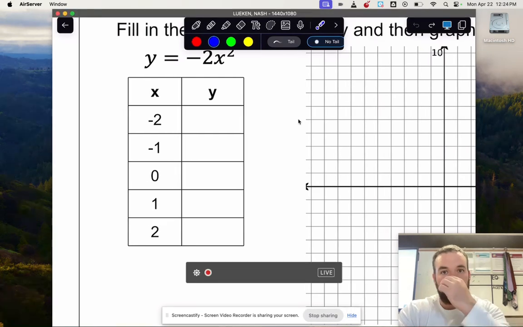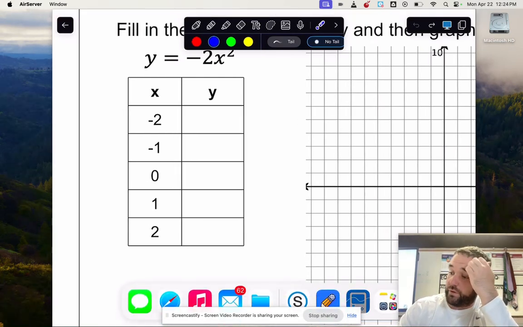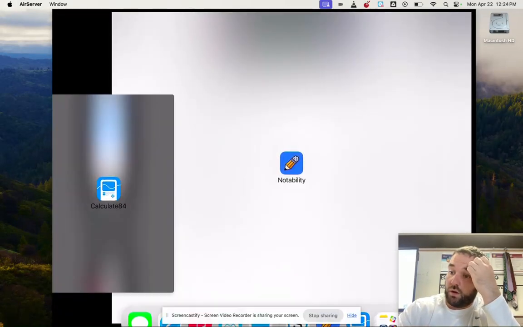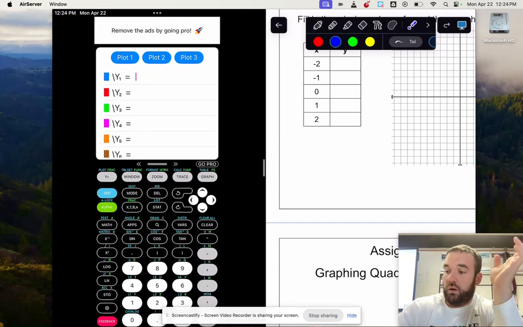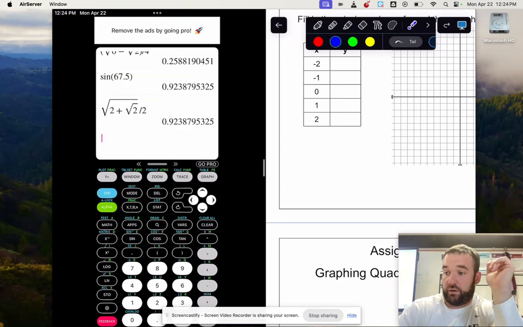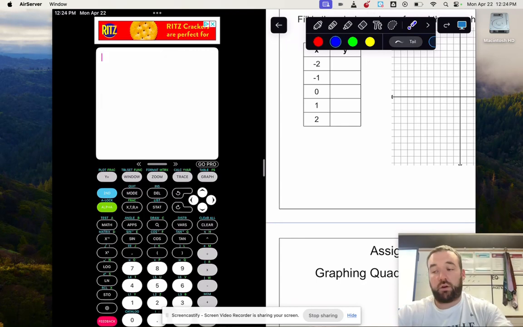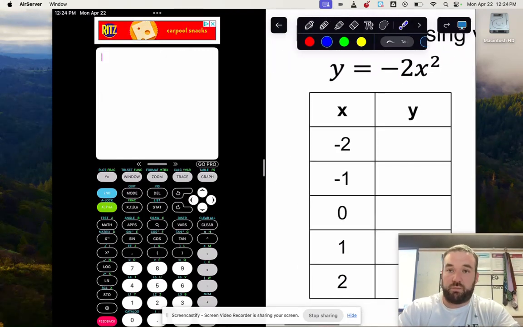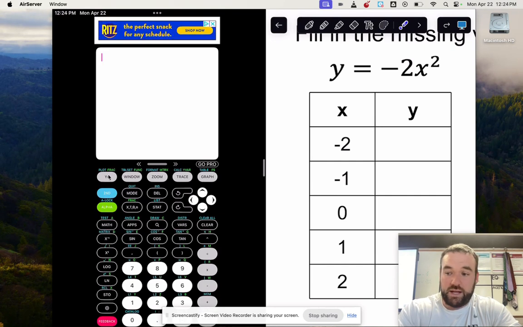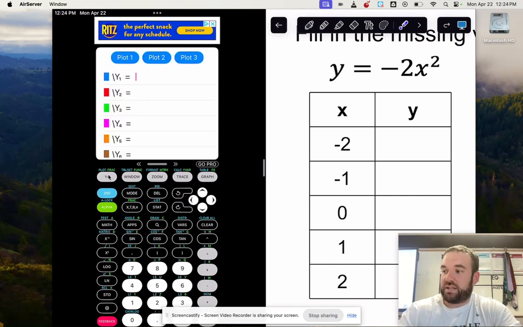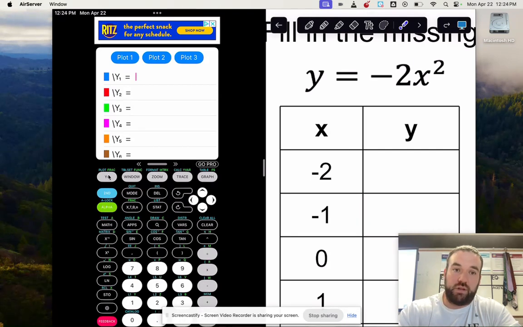On your iPad, you're going to pull up either the TI-84 or open one of the actual red graphing calculators. Once I have the calculator powered on, I'm going to hit the y equals button in the upper left-hand corner. Then I'm going to type the equation, whatever comes after the equal sign. In this case, it is negative 2x squared. You cannot use the minus button for this.